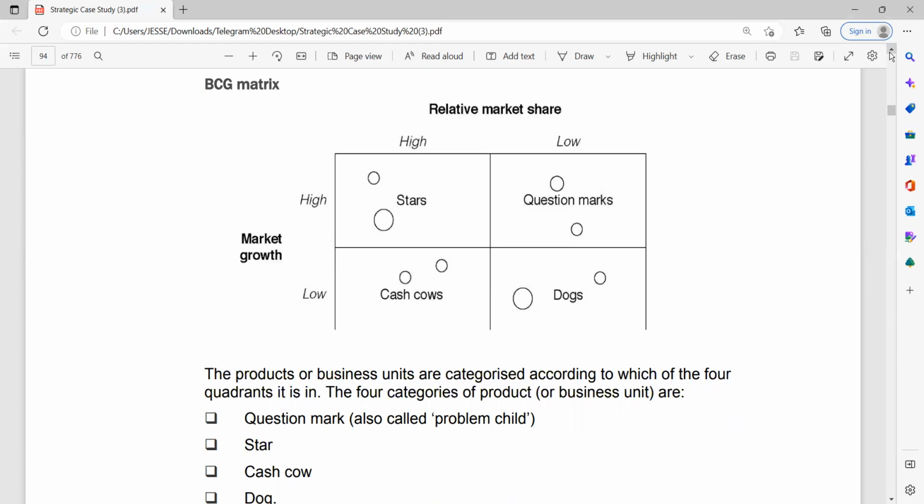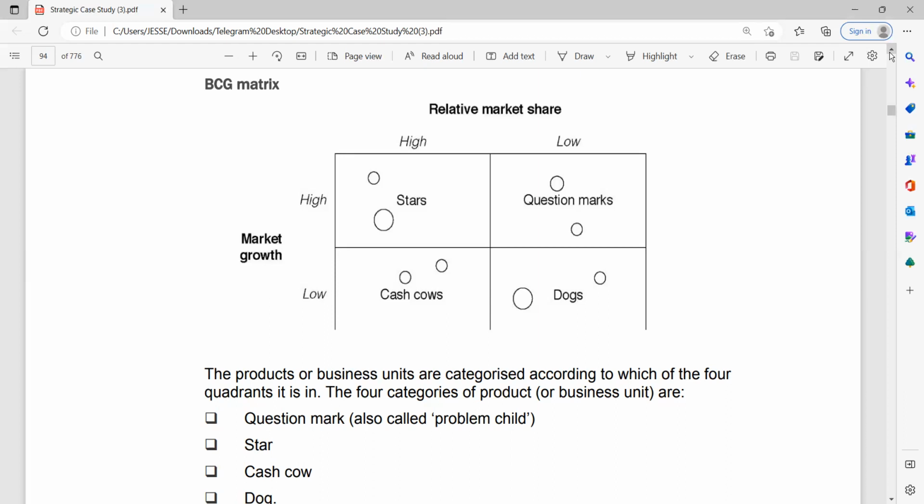On the side of market growth, if you see high, it means high market growth. If you see low, it means low market growth. You see high relative market share, you have low relative market share. These are important to understand, so I would entreat you to critically understand these things because they are very, very crucial.